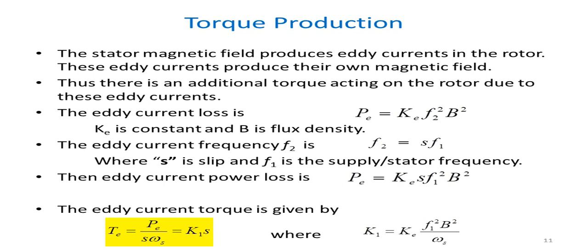F2 is the eddy current frequency, that is, the frequency of the induced current in the rotor. So the rotor frequency F2 is S F1, where S is the slip and F1 is the supply or stator input frequency. Then the eddy current power loss can be modified by putting in the value of F2: PE is equal to KE (S F1) square B square.